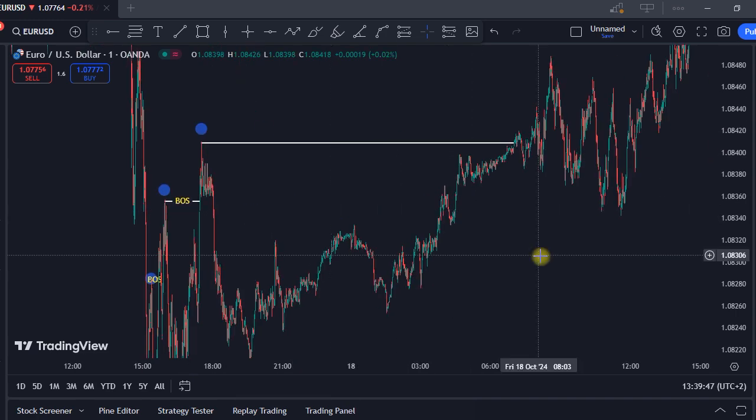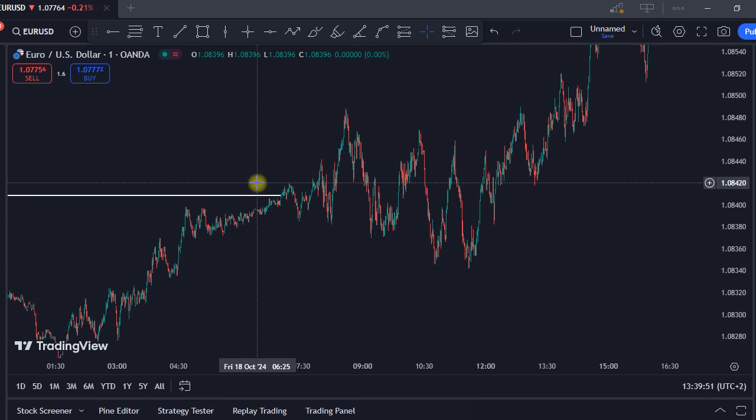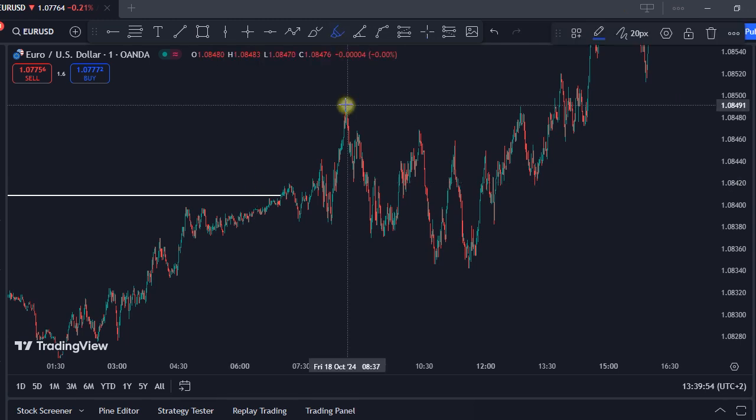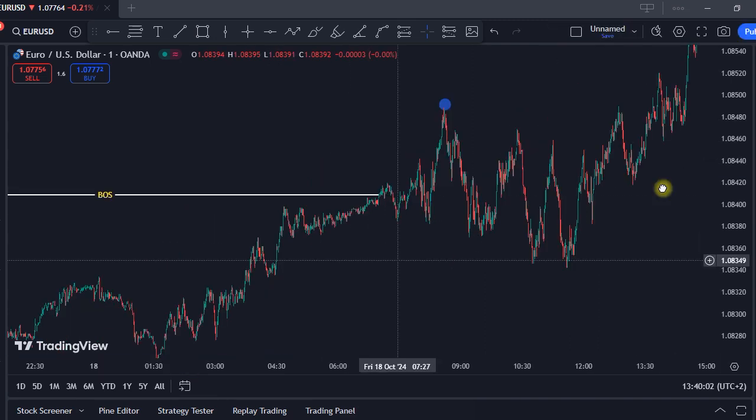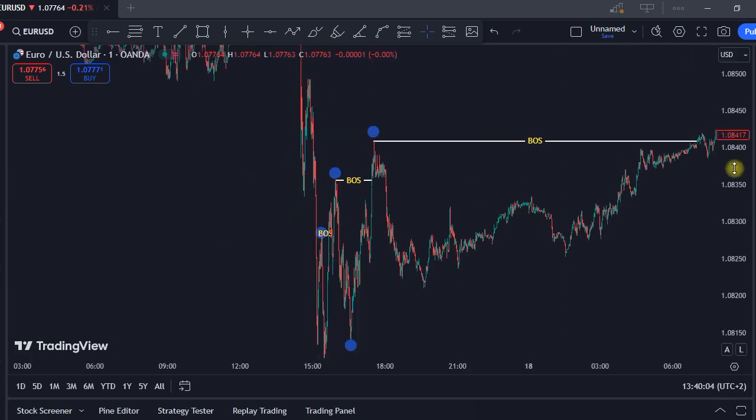That is our break out of structure. And then after our break out of structure, the market formed this high over here. Let's label this. This is our break out of structure. So far this is what we are having on the market.